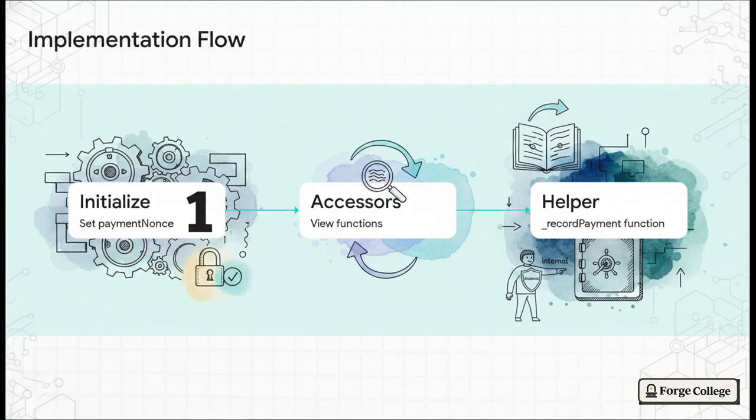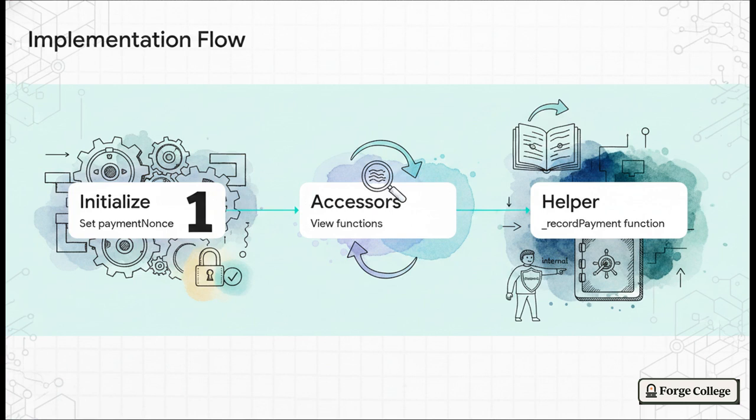First up, in our constructor, we're going to initialize the paymentNonce to 1. This is actually a really great trick. By starting at 1 instead of 0, we completely avoid zero-value collisions later on. It allows us to treat an ID of 0 as a clear, definitive indicator of an invalid or non-existent payment.